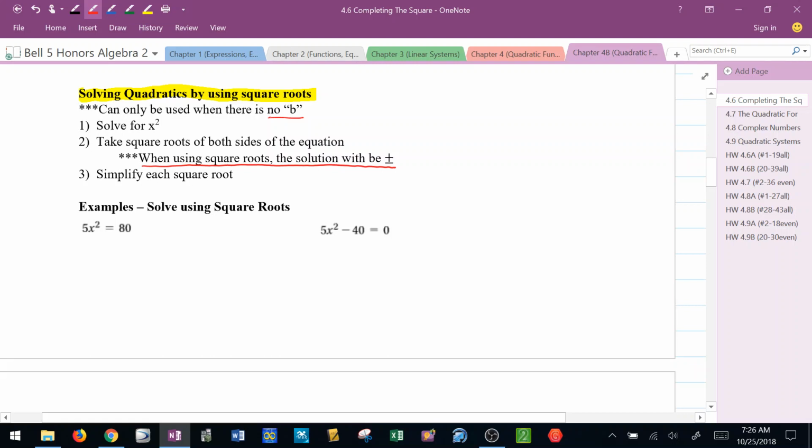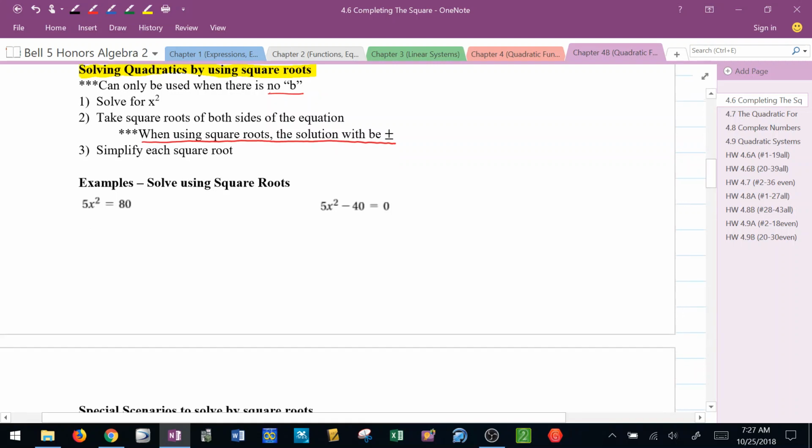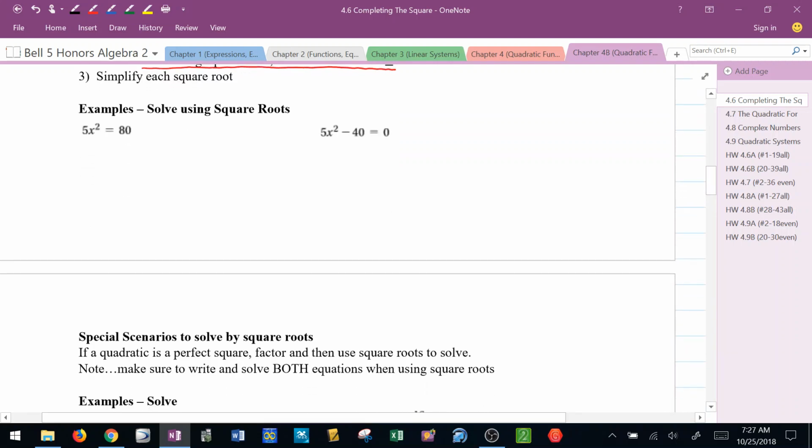We're going to use the symbol positive, negative, or plus, minus in order to represent that. And then we're going to simplify each square root if we need to. All right? So in this first problem here, solve by square roots, I have to get x squared by itself. So the first thing that I'm going to do is divide both sides by 5. That leaves me with x squared is equal to 16.